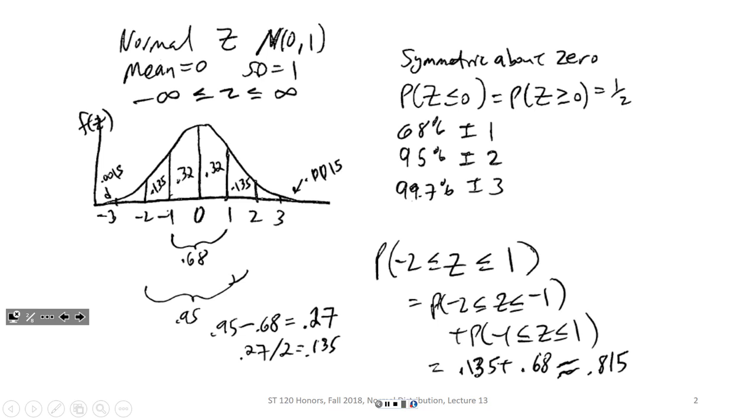About 68% of the area is within plus or minus 1 standard deviation. About 95% is within plus or minus 2 standard deviations. And almost all of it, 99.7%, is within plus or minus 3. You can have things under the normal that go out farther than that, but they're relatively rare.